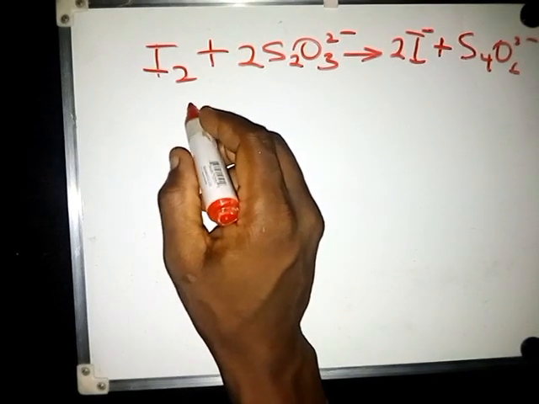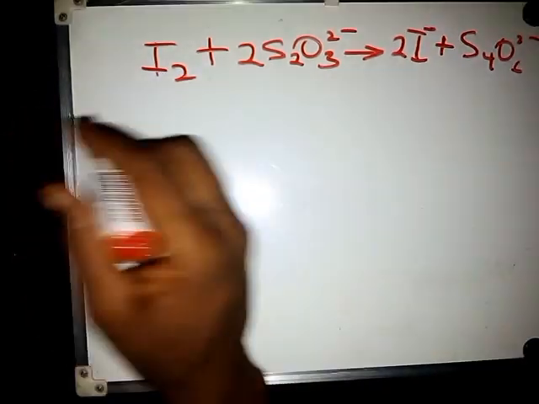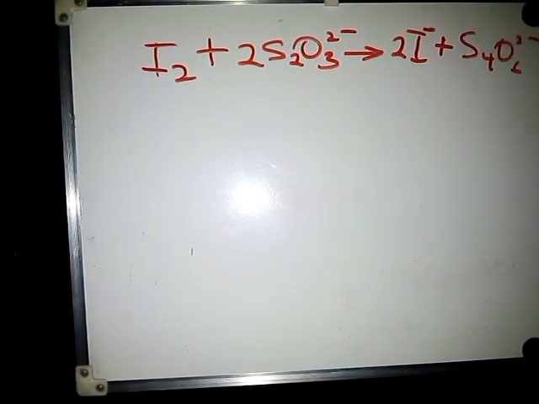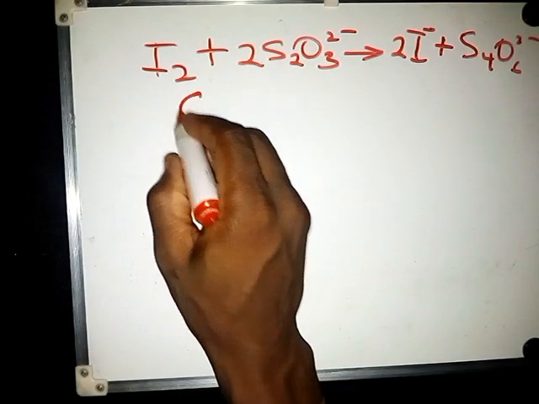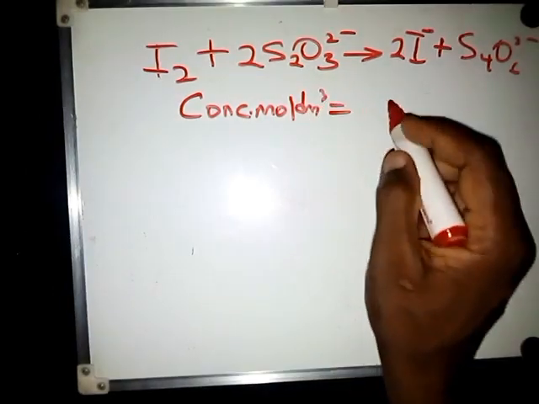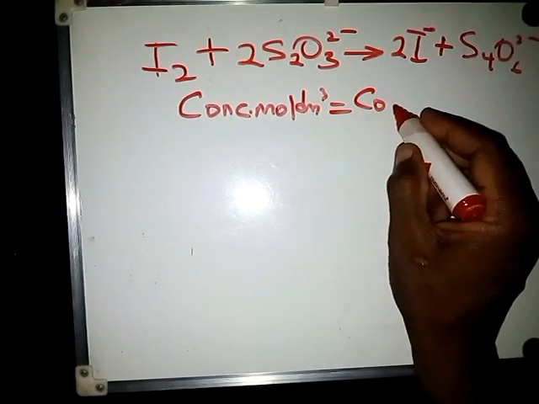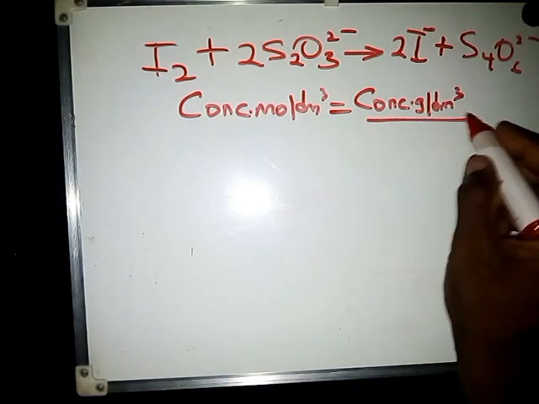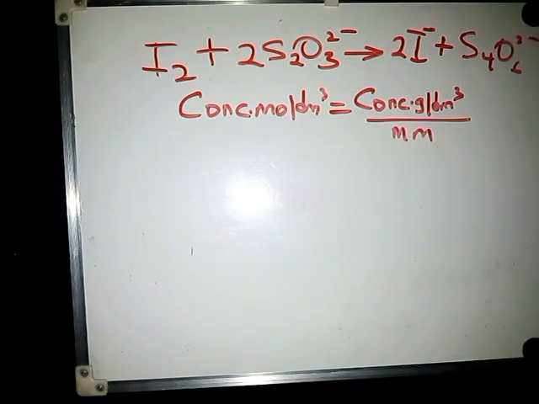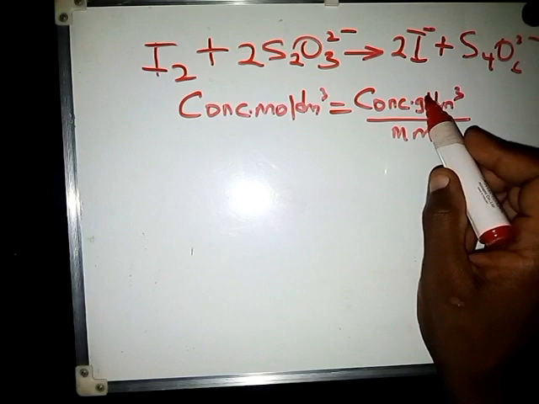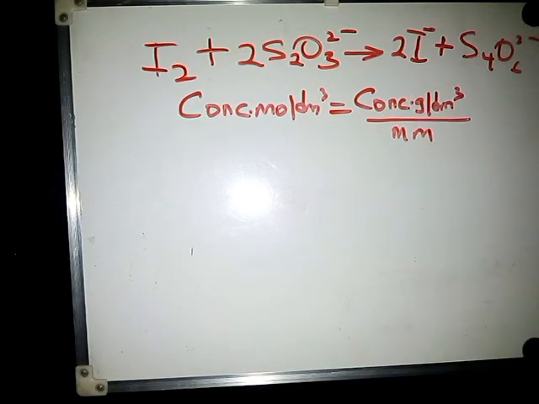So remember, mass concentration, not the mole concentration, and we are given the mass concentration. So we just use this formula. Concentration in mole per dm cube is equal to the mass concentration over molar mass. We were given the mass concentration as 15.8. That's for thiosulfate. Then the molar mass of thiosulfate, you can calculate that one.